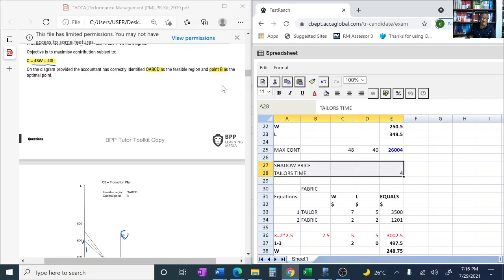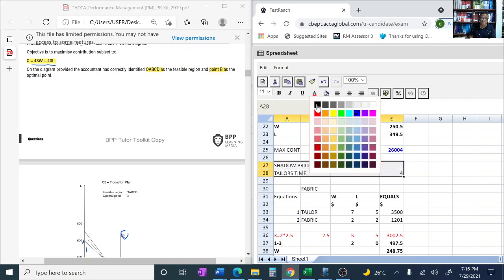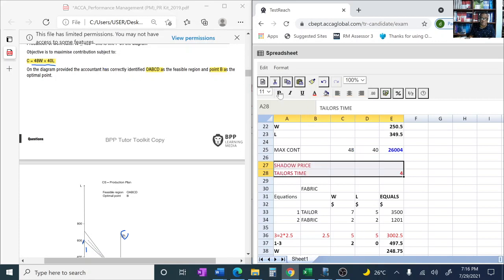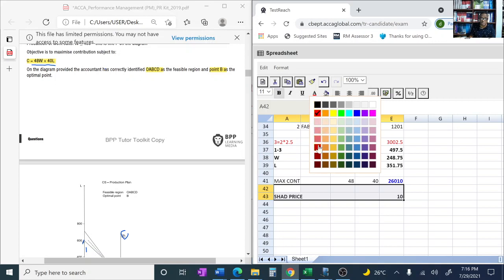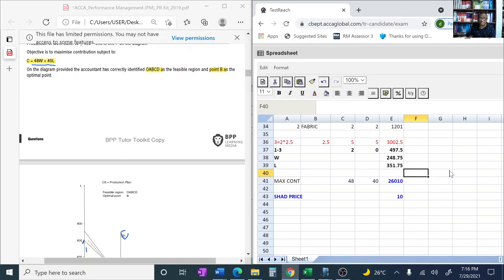Let me just give it a bit of color so that you can appreciate what is happening here. The shadow price for the fabric is 10, and it represents the maximum premium that could be earned as a result of obtaining one extra unit of the scarce resource, be it the fabric or the tailor's time, at the original price.